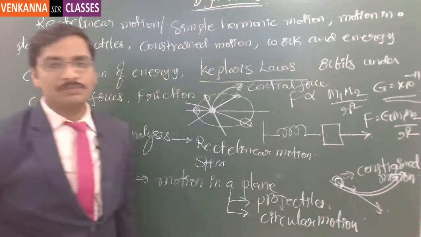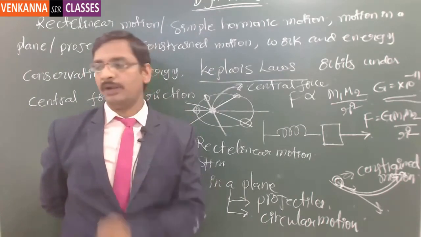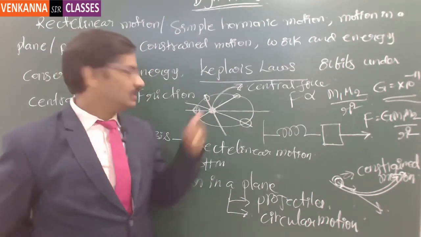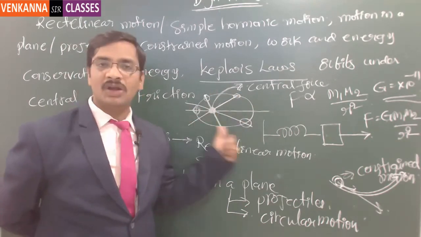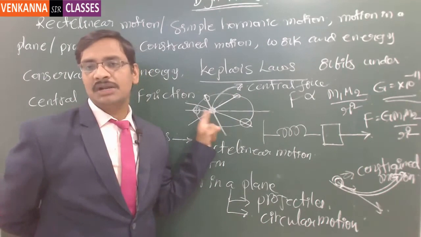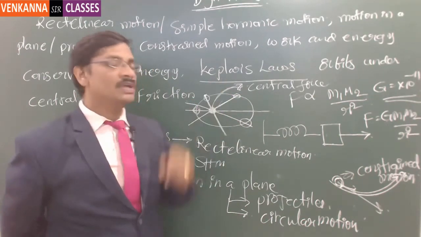So central force means the line of action of the force always passes through a fixed point, and that is what is called the constrained motion. In the constrained motion, this Earth is moving in an elliptical orbit just because of this central force action. So this is what we are going to discuss in the case of central forces.